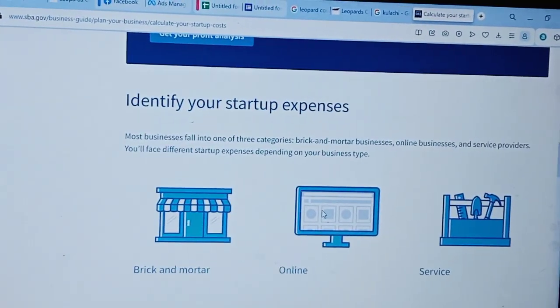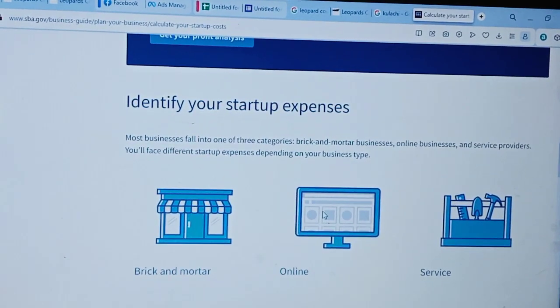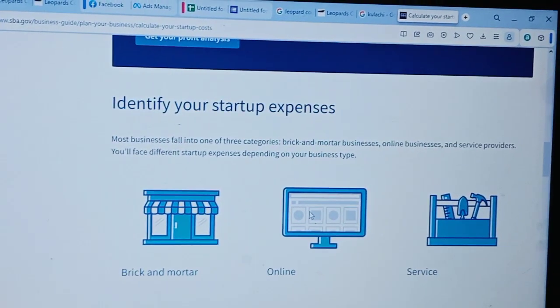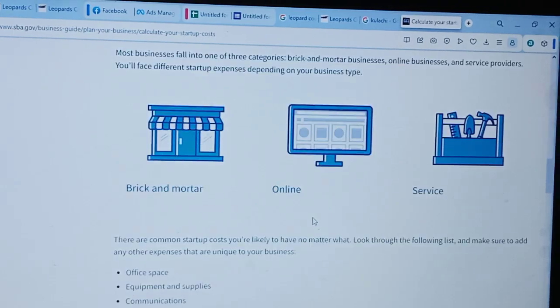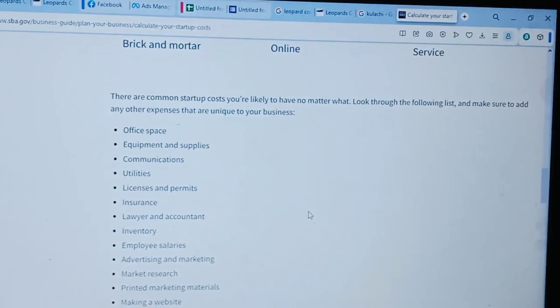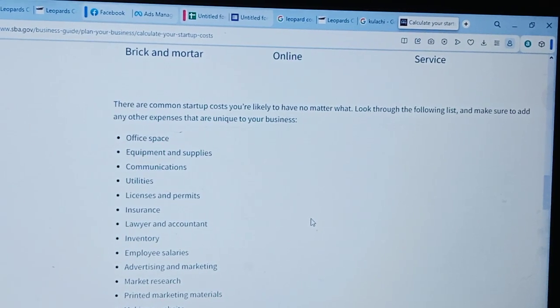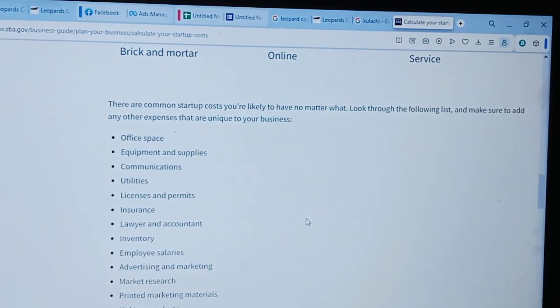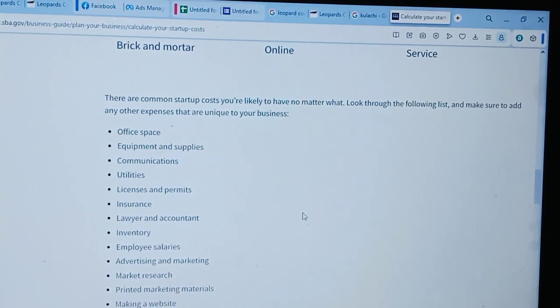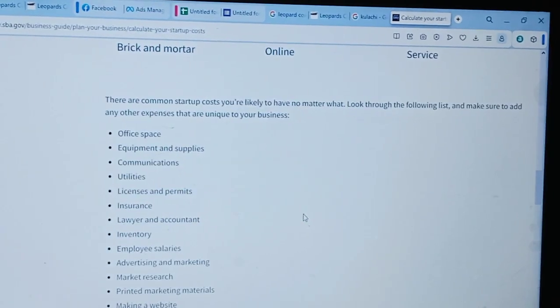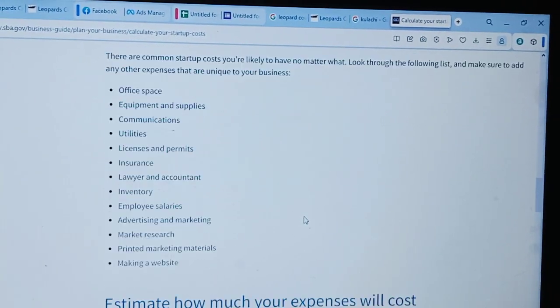Identify your startup expenses. Brick and mortar, online, service. There are common startup costs you are likely to have no matter what. Look through the following list and make sure to add any other expenses that are unique to your business.